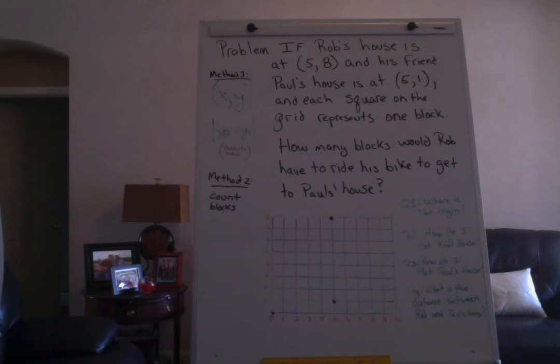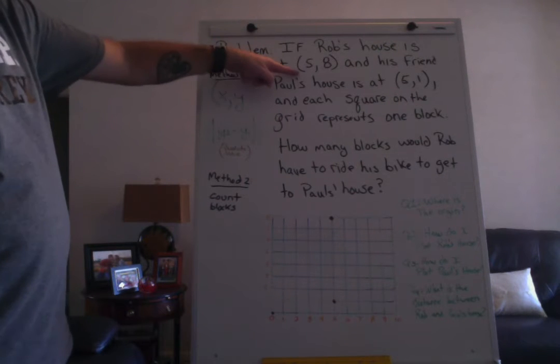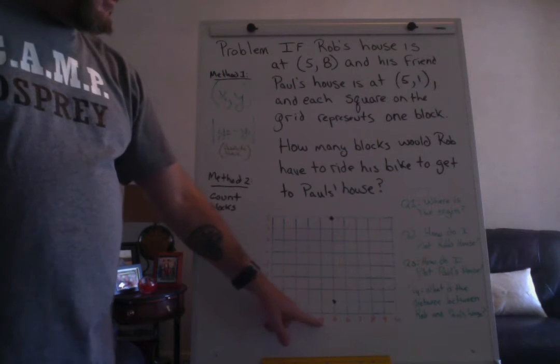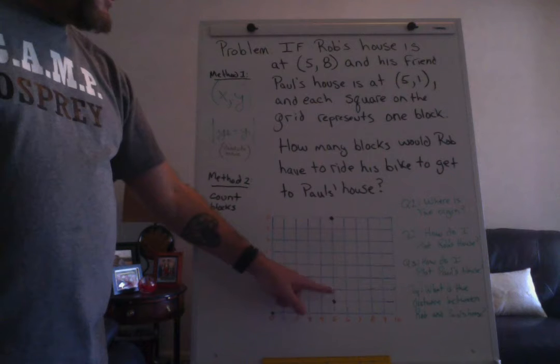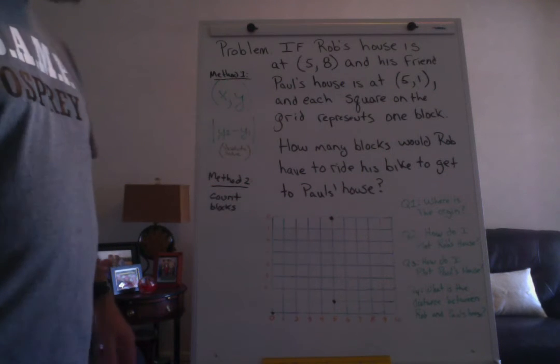The next question is, how do I plot Rob's house? Well, with the x, y coordinates of Rob's house, (5, 8), we have to count 1, 2, 3, 4, 5 to the right, then 1, 2, 3, 4, 5, 6, 7, 8 up, and mark the spot.